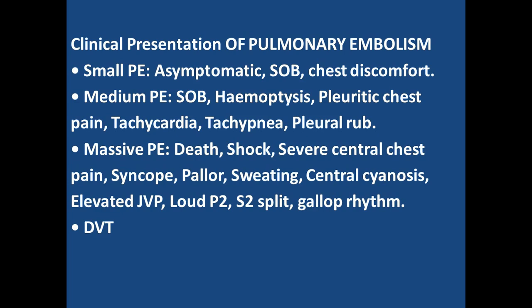Or, in cases of more dangerous, what we call massive pulmonary embolism, which presents as sudden death, cardiogenic shock, severe central chest pain or oppression, syncope, pallor, central cyanosis, elevated JVP, and loud P2, split P2 or gallop rhythm. Together with this, as we said before, we could have features of DVT or we could not have these features.